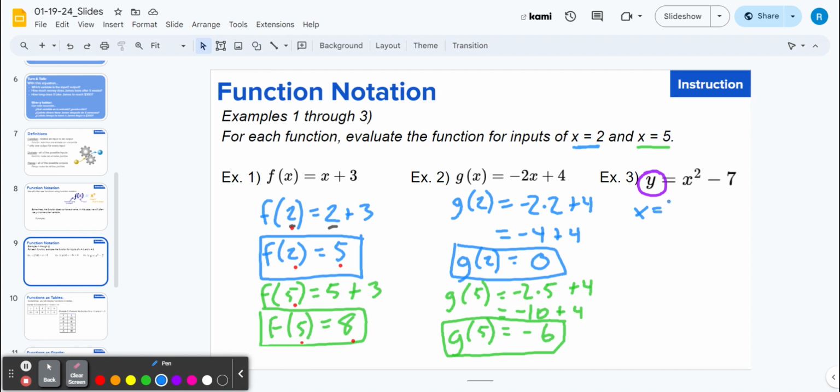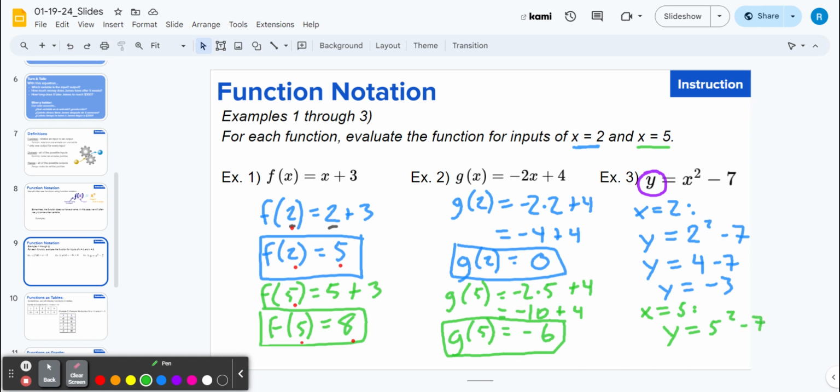So for x equals 2 here, I'm going to plug that in. We get y equals 2 squared minus 7. And if I do that calculation, I'll get y equals 4 minus 7, so y equals negative 3. Same thing can be done where x equals 5. If we calculate this at x equals 5, we get y equals 5 squared minus 7, which if you work out, we'll have 25 minus 7, and so our y value is going to be equal to 18 there.